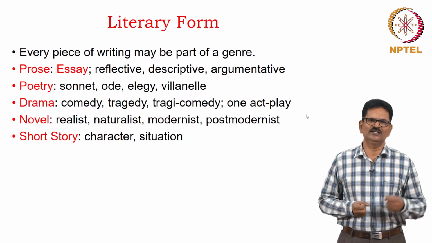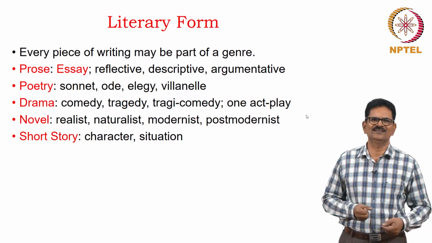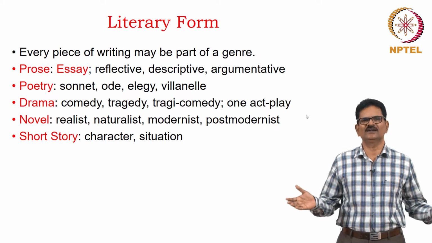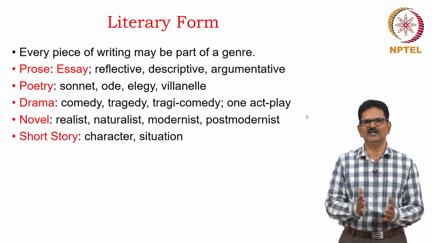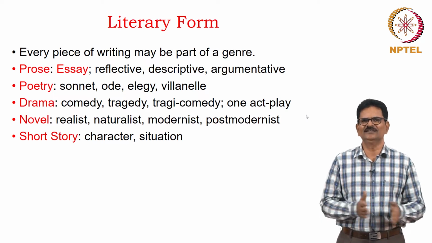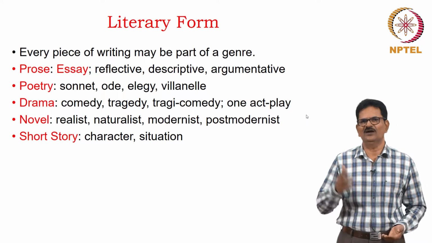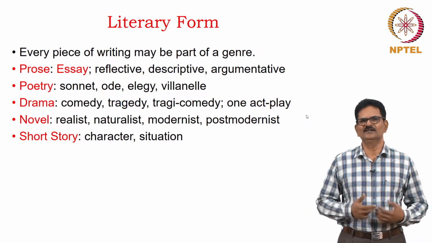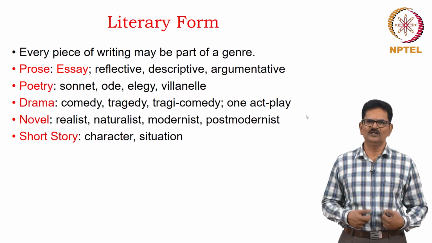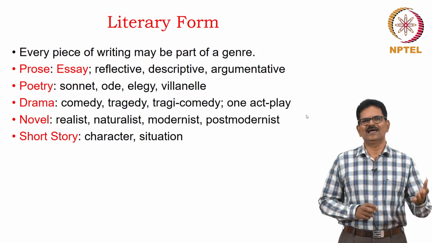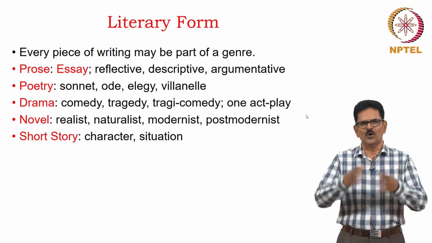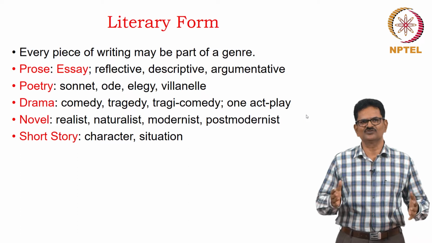So when we read a piece of writing, we have to place it, we have to understand the literary form as well. When it comes to drama, we have certain kinds like comedy, tragedy, or combining these two together, tragicomedy, or by using this act and scene division, we can say 5-act play or 1-act play. We can consider such characteristics when we discuss drama. When it comes to novel, we can look at the modes of writing like realist, naturalist, modernist and postmodernist. All these categories are applicable to short story as well.